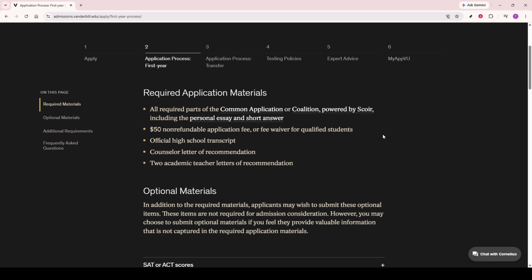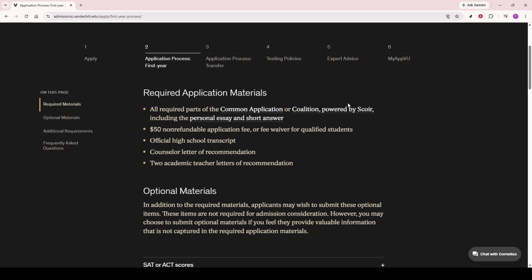First-year deadlines are typically January 1st for regular decision and in November for early decision. If you plan to apply for financial aid, Vanderbilt is need-blind for U.S. citizens and eligible non-citizens, and it meets 100% of demonstrated financial need without loans. To be considered, complete the FAFSA and the CSS Profile on time.